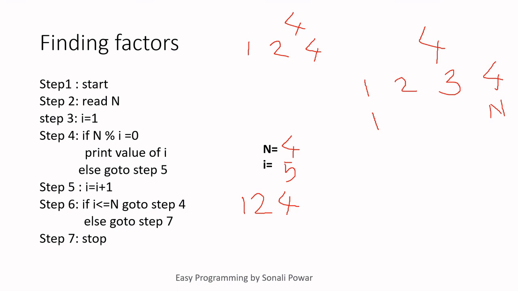You can check this algorithm for any numbers like 5, 6, 7 or 85, 87, like that also you can check.